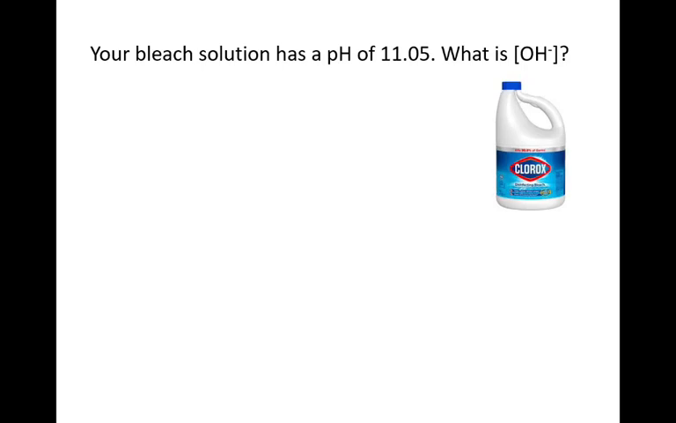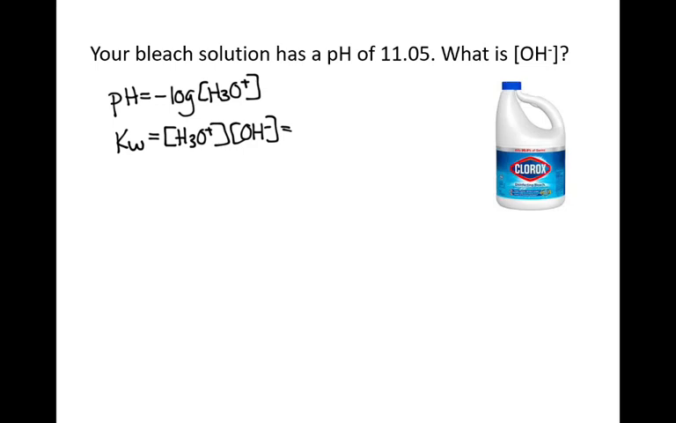Okay, how about this one? Your bleach solution has a pH of 11.5. What's the OH minus concentration? So once again, we know that pH equals negative log of the H3O plus concentration. And so from pH, we can find H3O plus concentration, but if we want to find the OH minus concentration, we're going to have to use Kw again to convert between H3O plus and OH minus. And we know that the Kw, we can assume this is 25 degrees, is 10 to the minus 14.